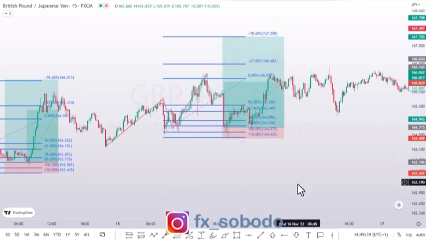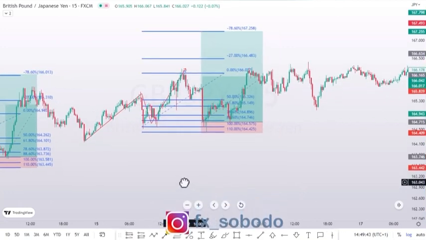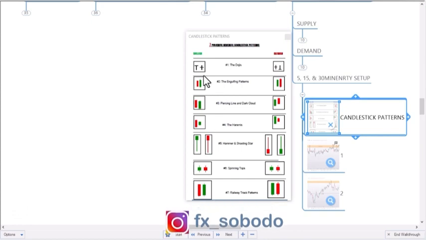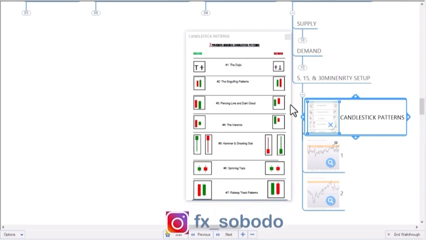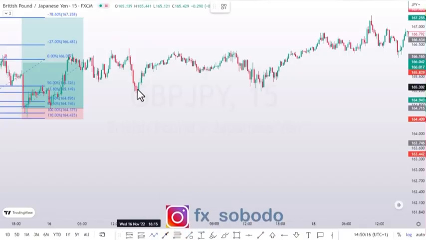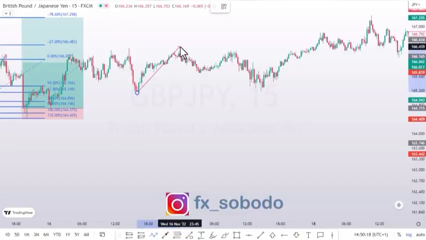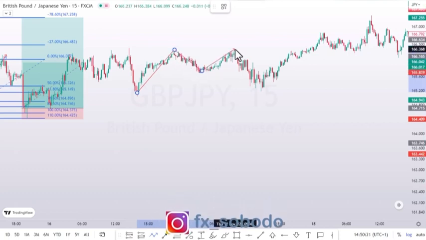Please make sure you don't enter blindly. Make sure you wait for your reversal candlestick pattern confirmation. These are the reversal candlestick patterns. Make sure the moment you sense these patterns around those PRZ zones, that's when you enter the trade. Okay, here is this one again. We have this high, low, high.